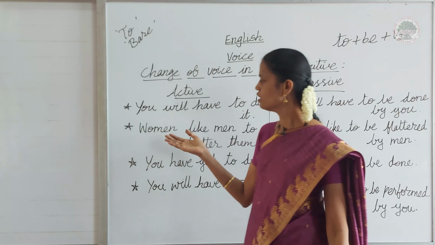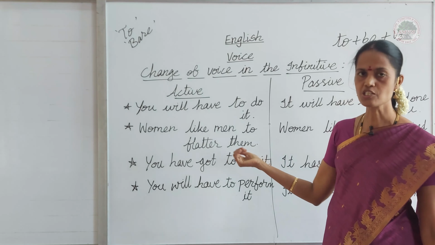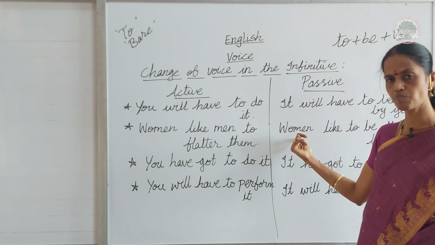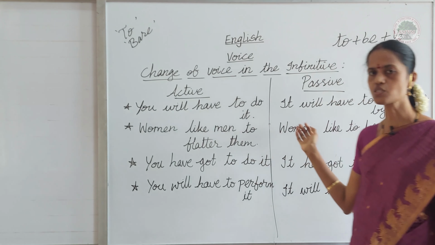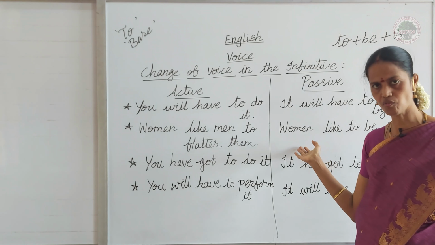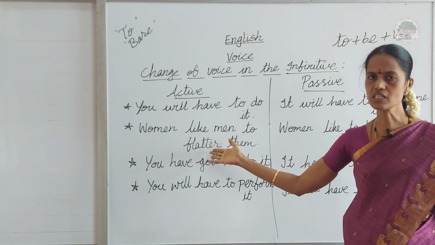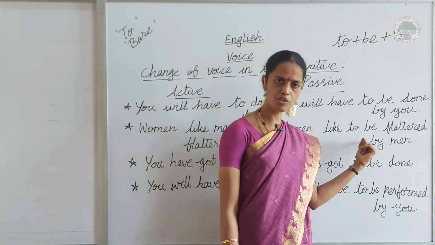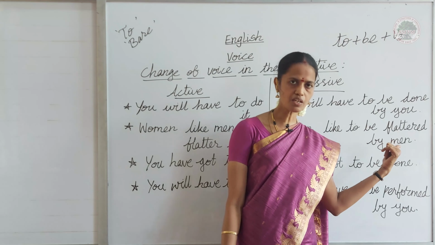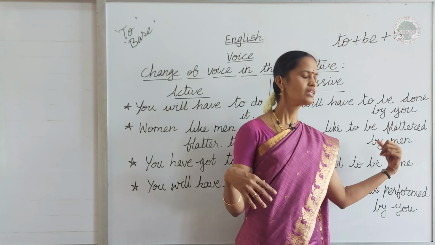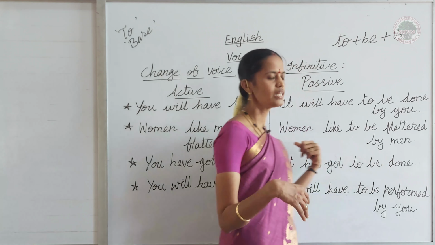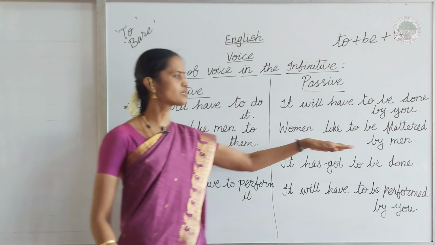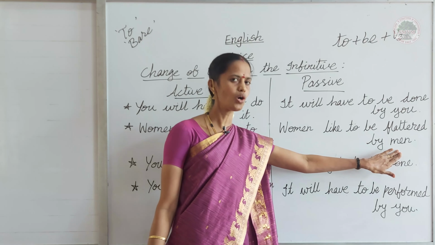Okay. So here the object is "them." This "them" mentions this "women." So we brought that "women" in the place of the subject. Then the main verb, as it is, we have used here. Then the to-infinitive is "flatter." So we have used the "to." Then after the "to" we introduce the "be" form of the verb be. Then V3 for this "flatter" is "flattered." Then "by" we have introduced. Then what about the subject here? "Men" we are considering as the subject. So that subject has been brought in the place of the object.